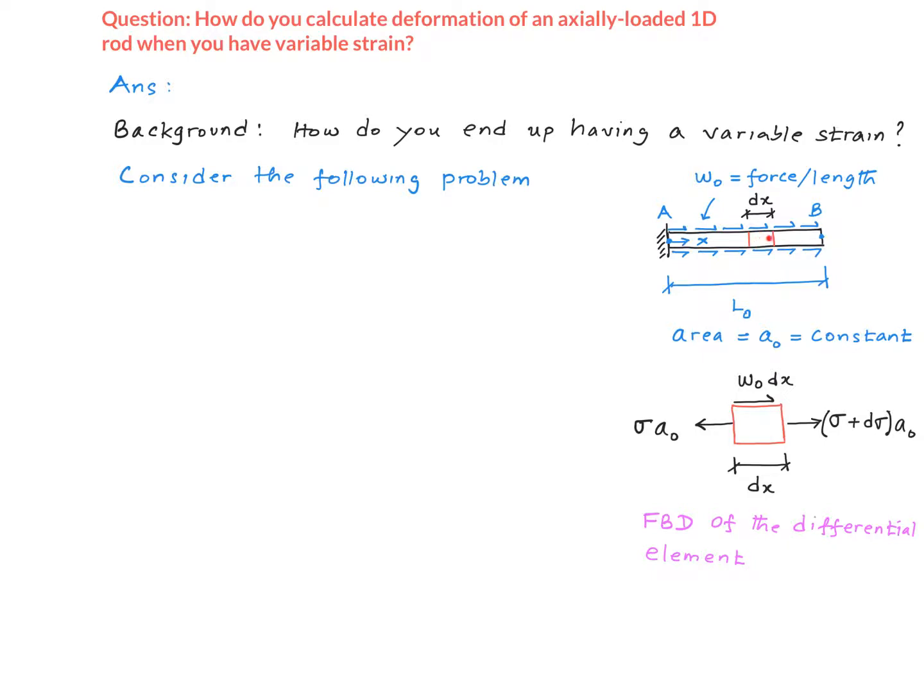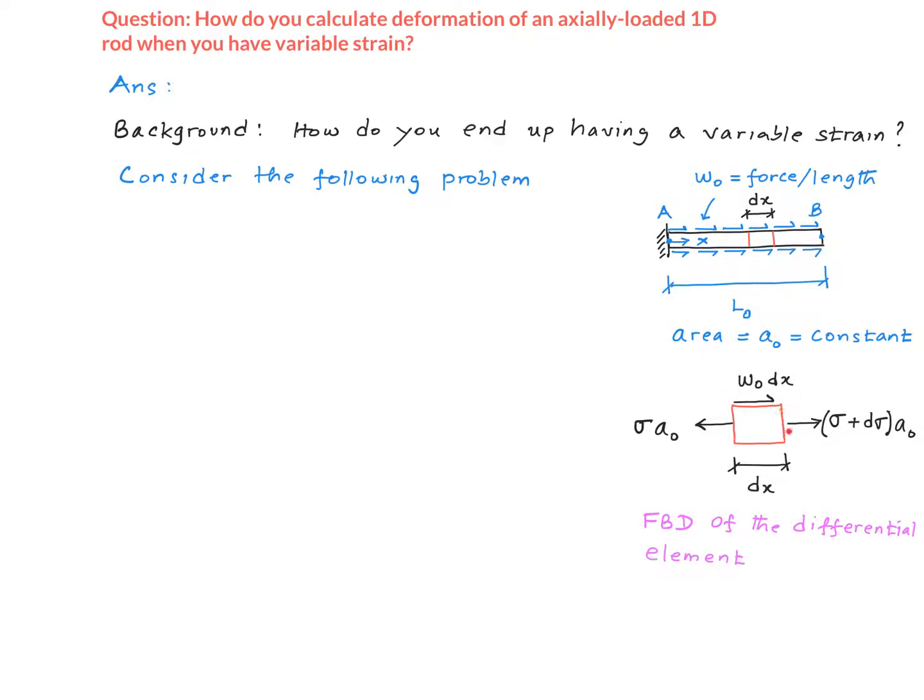Let's cut out a small differential element of length dx out here and complete the free body diagram for that. On this cross section right here, there's going to be an internal stress. Let's call that sigma. If I multiply that by the cross-sectional area A0, I get the force. We'll take the tensile stress as positive, so I'm marking this as a tensile force. Over the surface of the differential element, we have a force due to this distributed load omega naught. The total force will be omega naught multiplied by the length, which is dx, so omega naught times dx is acting in that direction.